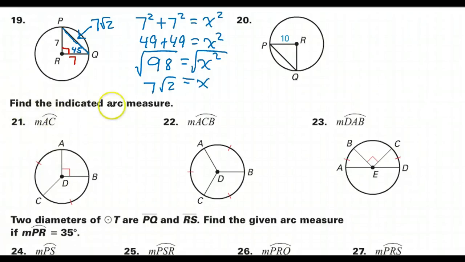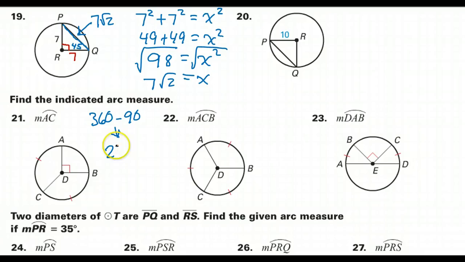All right, number 21. What do we have here, my friends? Well, this is 90 degrees in here, and we know that the entire circle is 360. So if I start with 360 and I take away the 90 degrees, what do I have? 270, right? So that leaves 270 degrees.